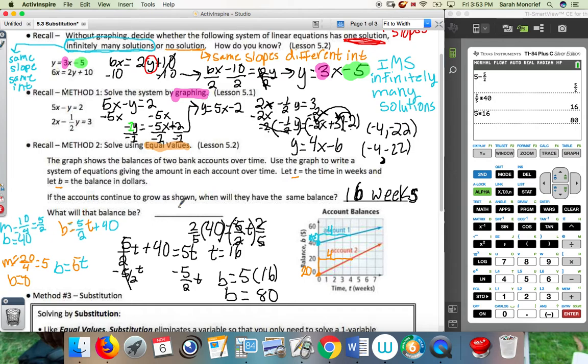And what is the unit? What will the balance be? 80 what, guys? Pennies, quarters, dollars. $80. Wow, I could use $80 right now.